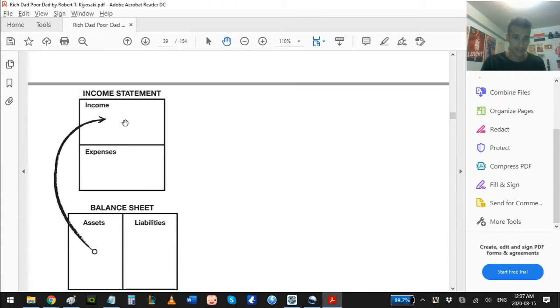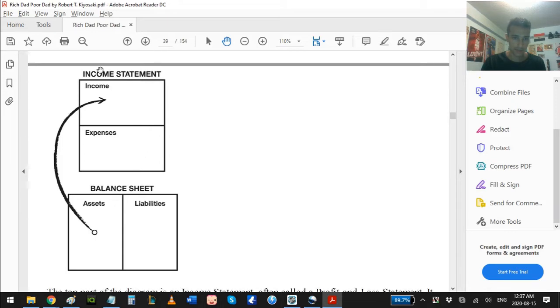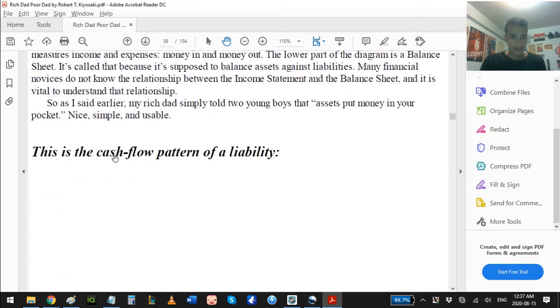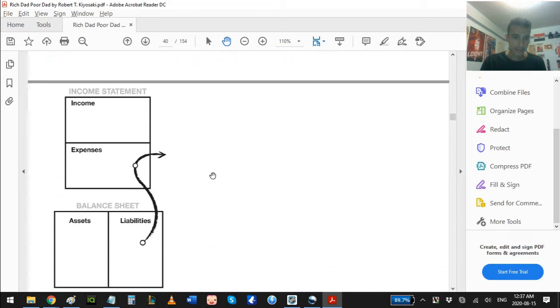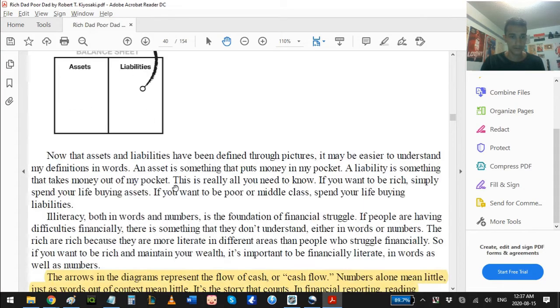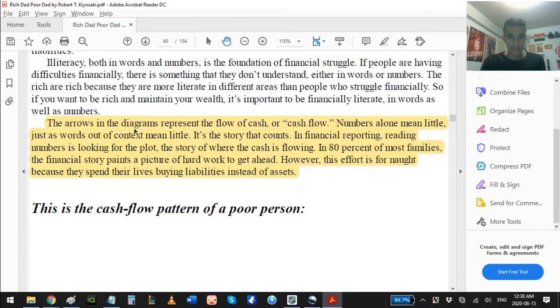The money's flowing into the income box or column. This is the cash flow pattern of a liability. Again, liabilities take money out of your pocket. So a liability, it's an expense, and then into the void. Cool. So the arrows in the diagrams represent the flow of cash, or cash flow. Numbers alone mean little, just as words out of context mean little. It's a story that counts. In financial reporting, reading numbers is looking for the plot, the story of where the cash is flowing.